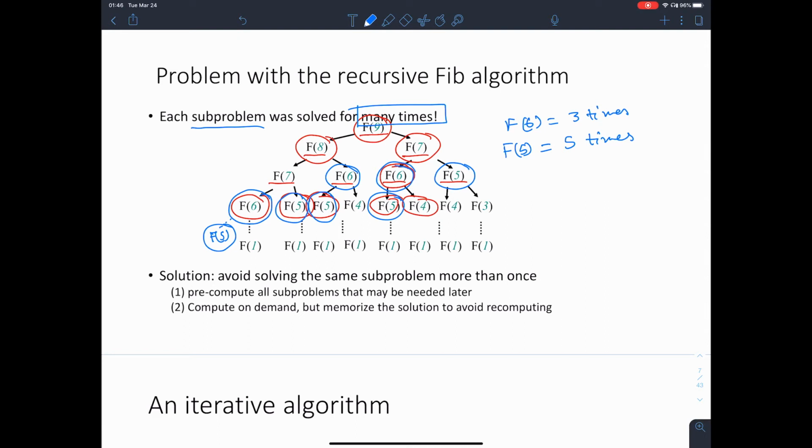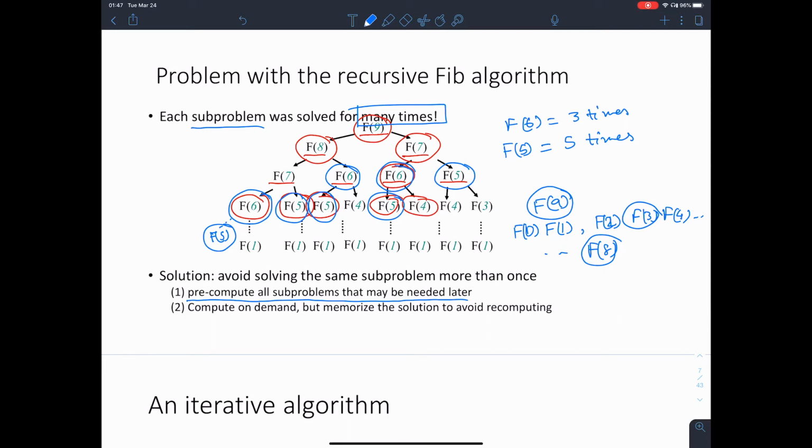So how can we avoid that? One way to avoid that is to pre-compute all the subproblems that may be needed. If you think about it, when you try to find out what F9 is, what are the distinct subproblems you have to calculate? From the base case, you have F0 and F1. You have to calculate F2, F3, F4, and so on, up to F8. These are the distinct subproblems you have to calculate. If you have the solutions of these distinct subproblems, you can calculate F9.